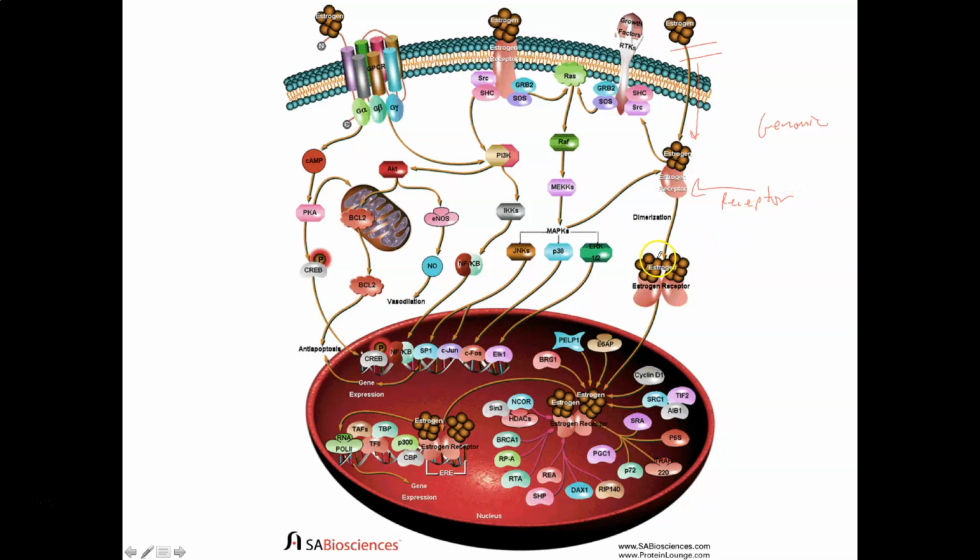But notice that it takes 2 estrogens and 2 receptors coming together as what's called a homodimer. So this is homodimerization, 2 of the same steroids, 2 of the same receptors interacting together so that they can bind to the DNA.